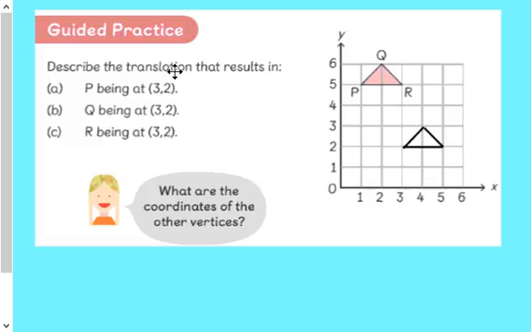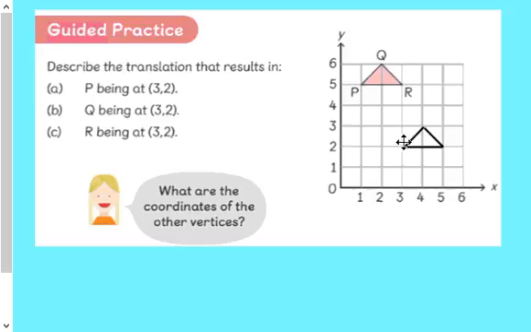Okay, now it's your turn. Now for our guided practice this morning, you've got to describe the translation that results in point P, in this case being at 3, 2. Okay, so you've got to describe the translation here. Now I've drawn the shape for you. The P is going to be here. So that's going to be how the shape will look once it's been translated.